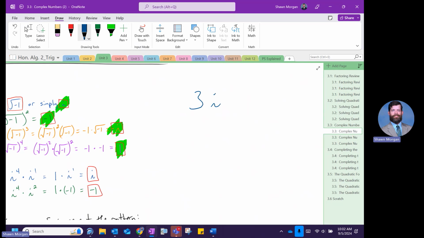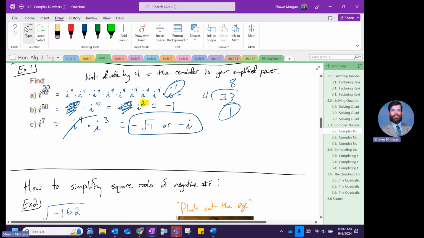3i, 3 is just a coefficient. So this would be like saying 3 times the square root of negative 1, which we could say is the square root of negative 9, kind of working in reverse. One of the skills that you guys will practice will be simplifying radicals that have negative radicands. I'm gonna show you how to pluck out the i. We'll talk about that in just a sec when I show you a gross picture.